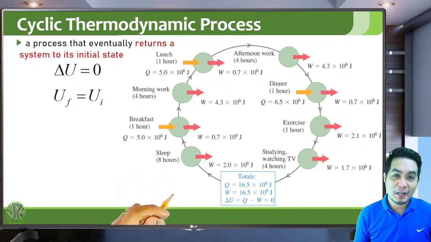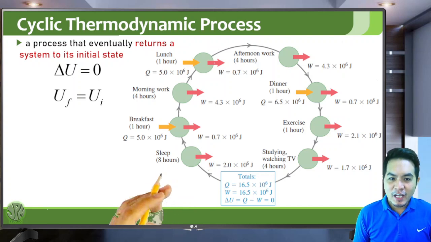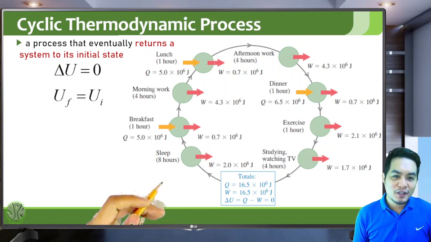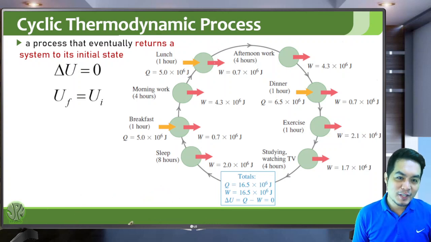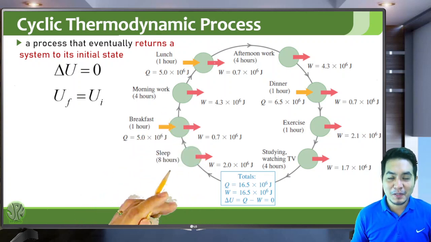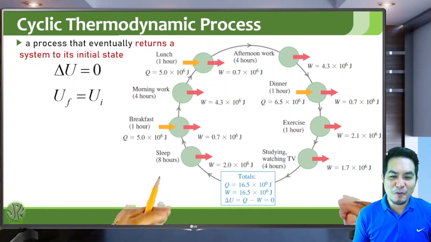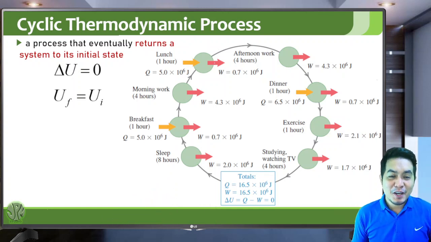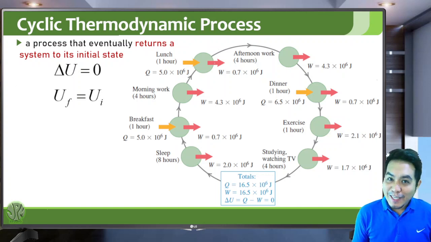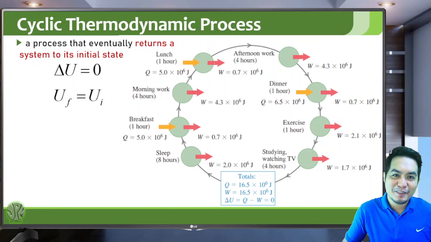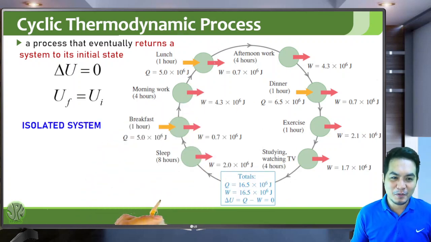So that's a cyclic process. But again, if you want to reduce your weight, you should do a lot more work as compared to the heat that you absorb. But of course, the more common thing that happens is we absorb a large amount of food or heat, we do a little work, and that's why you get fat or you increase your weight. So if you want to maintain your weight, do a cyclic thermodynamic process with your body.